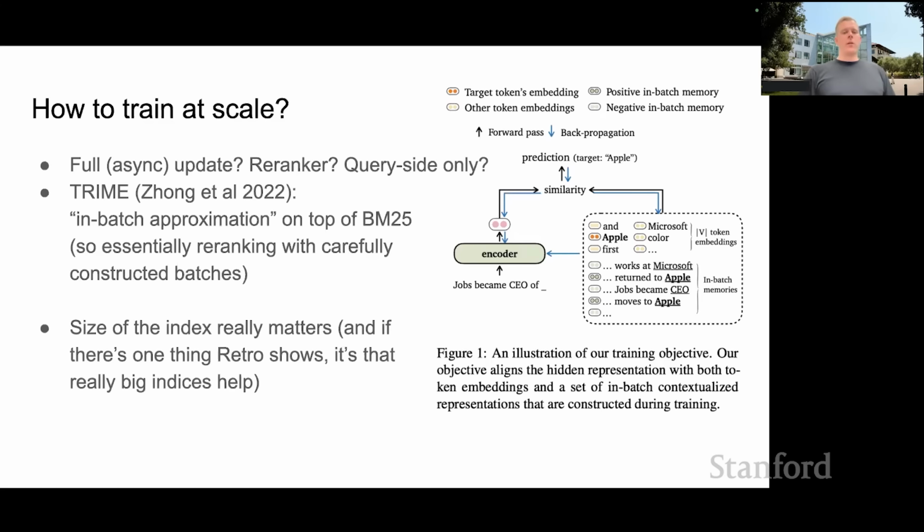And again, here, what really matters is, how big is your index? If you have an amazing index, you can basically solve any problem just by looking it up. Right? So rather than cramming it into your parameters, you can just find it.